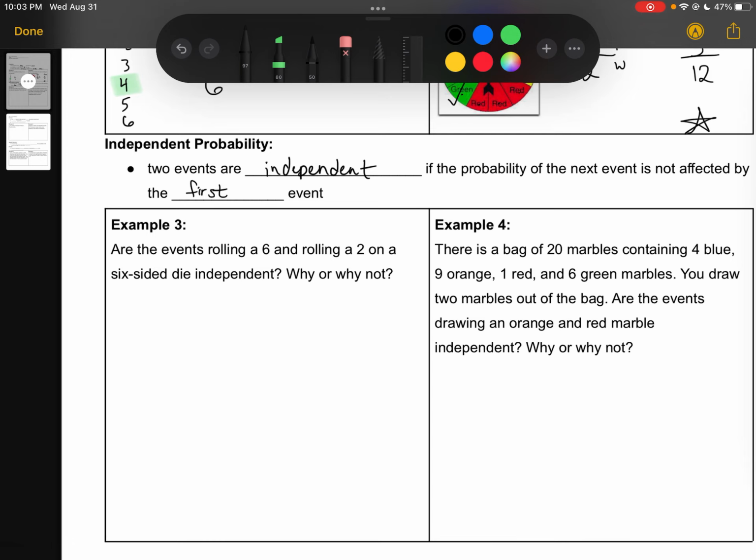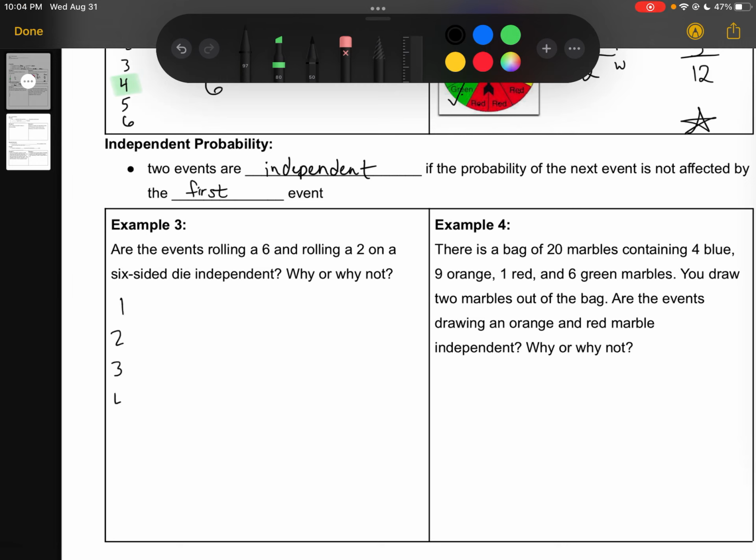So if we look at something like example 3, are the events rolling a 6 and then rolling a 2 on your second roll on a 6-sided die independent? What this is saying is, does the fact that you get a 6 the first time through in any way, shape, or form change whether or not you get a 2 the second time? Well, if you roll a die like a normal person, it doesn't. We're not slicing a face off of the die or cracking it in half or anything. All 6 sides remain exactly the same for each roll.